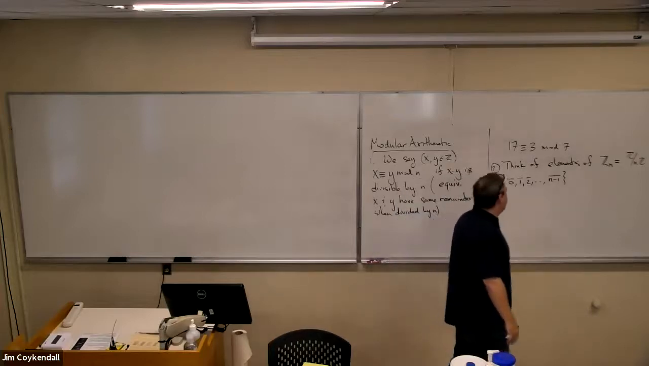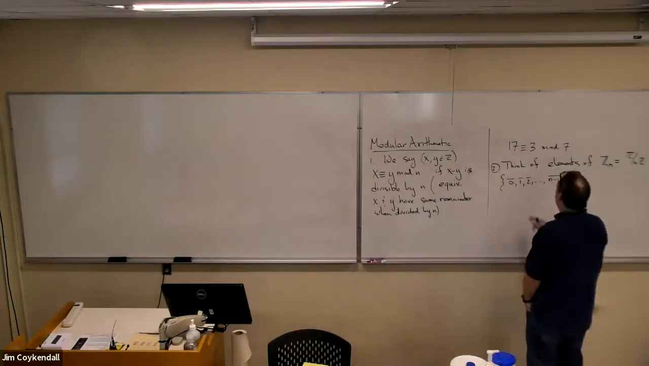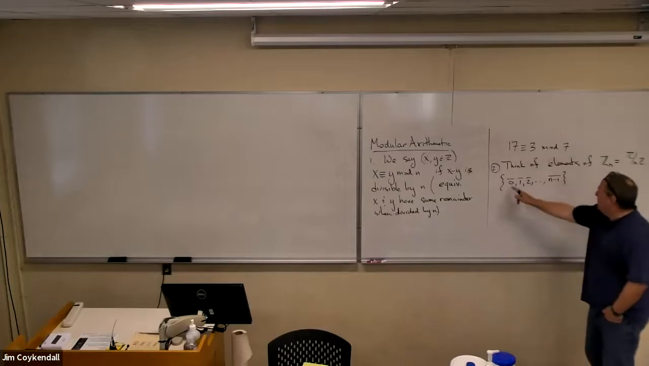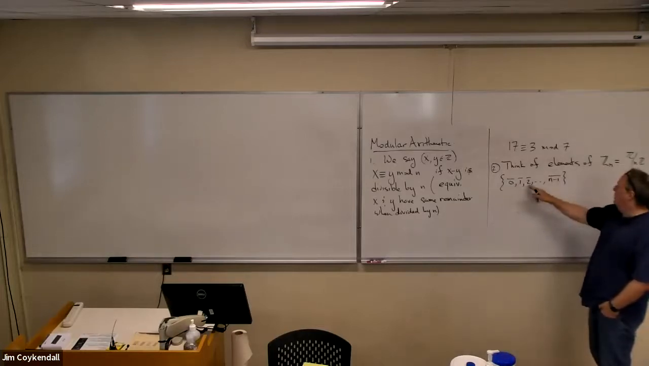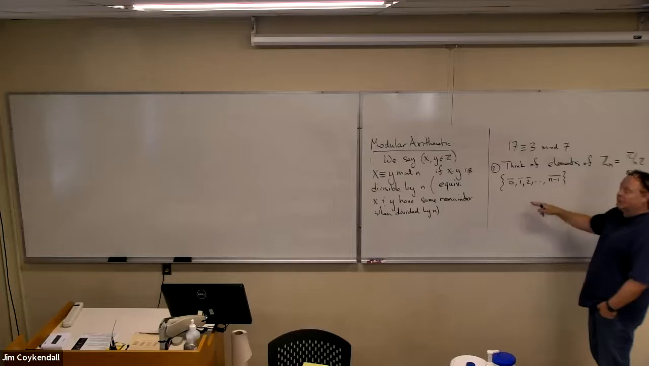And how do you add these things? Well, you add like a clock. Think of this as 12 o'clock, 1 o'clock, 2 o'clock, and the 11th hour is n minus 1 o'clock. If you cycle around, you start over again.